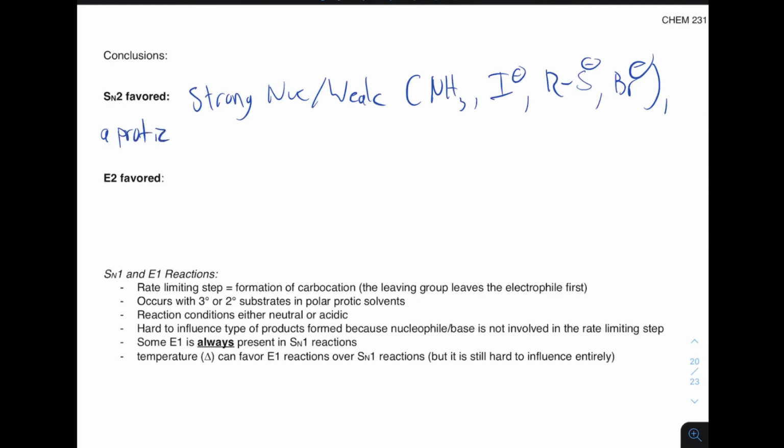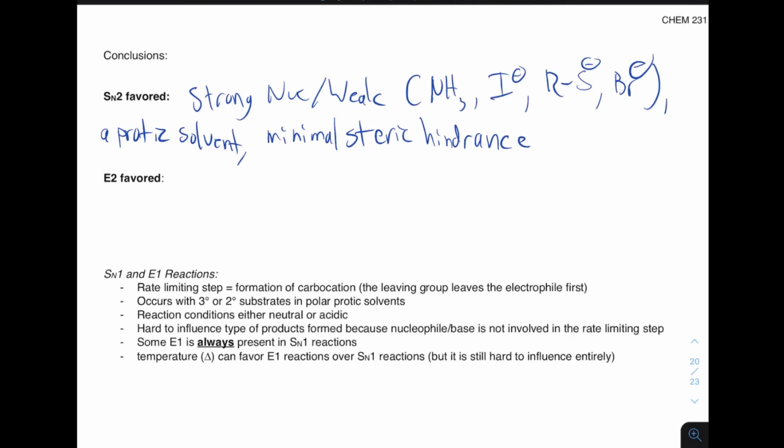Aprotic solvent, of course, also favors SN2 reactions. And minimal steric hindrance. Great, because steric hindrance will prevent the nucleophile from going in to do that backside attack. So we're mostly going to have E2 products if there is steric hindrance, right?